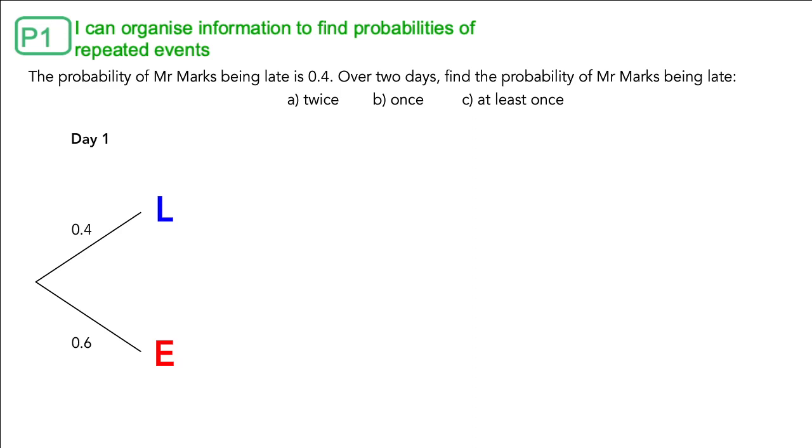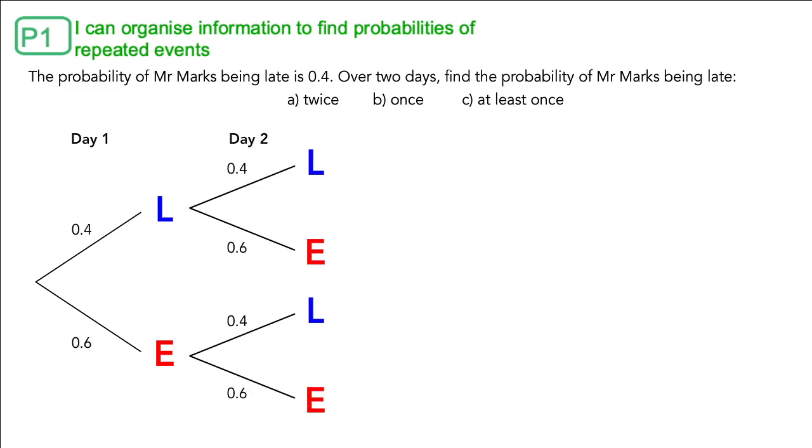Next, we do the same thing with the second day. The same probabilities. Now we could calculate the probabilities of each outcome, but it would be best to calculate what you need rather than all, so we'll leave the final outcome blank. Being late twice, that's this pathway, so 0.4 times 0.4 equals 0.16. The probability Mr. Marks is late twice is 0.16.